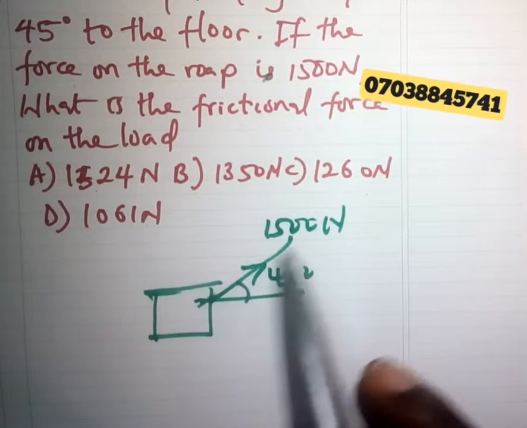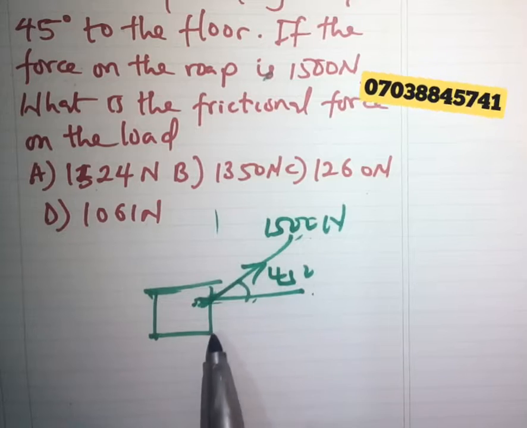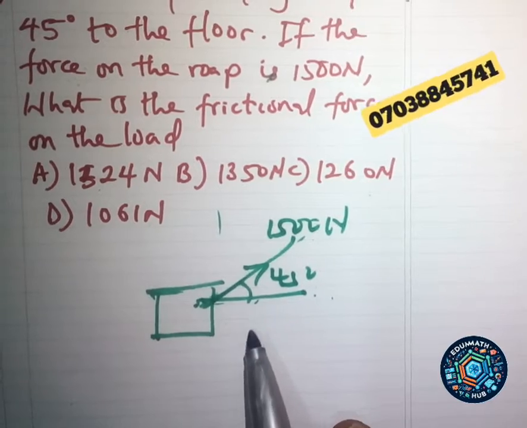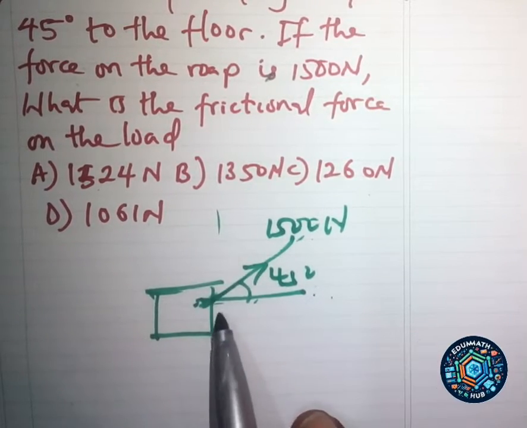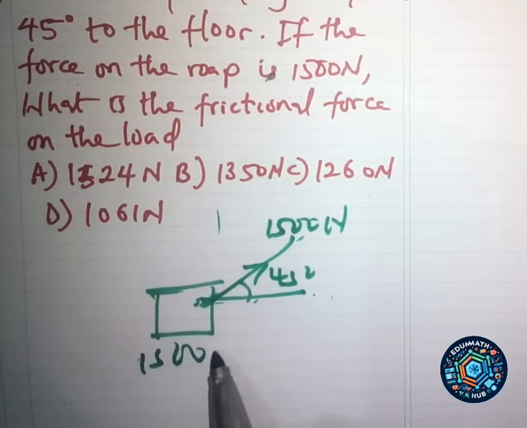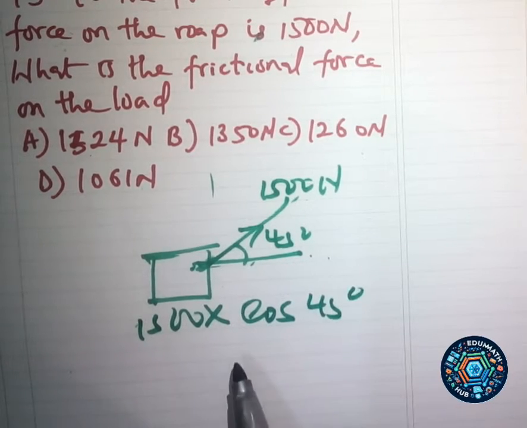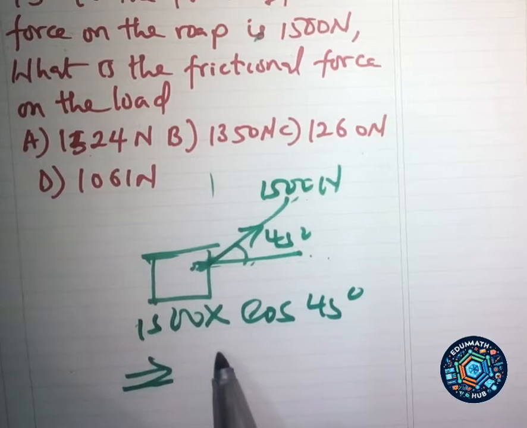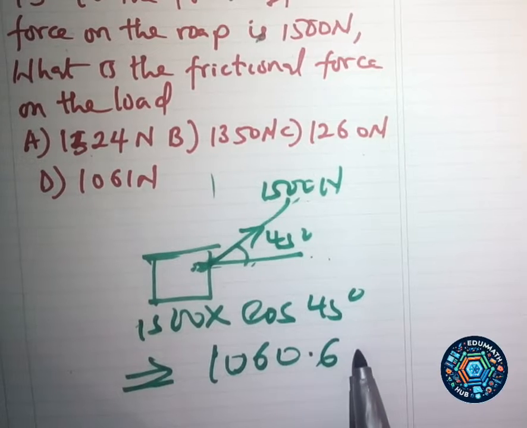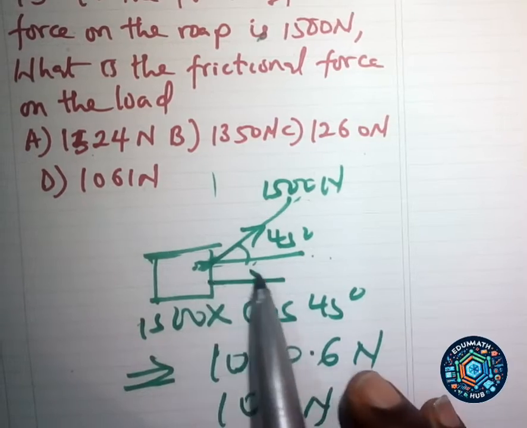So you need to find the component of this force in this direction. You have to resolve this force into horizontal components. The vertical component is not needed. You need only this component. Just like weight, the vertical component is not useful here. So the component of this force in this direction is 1500 times cos of the angle, which is 45 degrees. If you press this into the calculator, you will get 1060.6 Newton, which is approximately 1061 Newton. So this is the force in this direction.